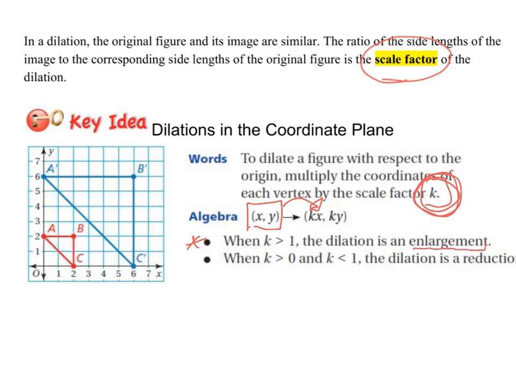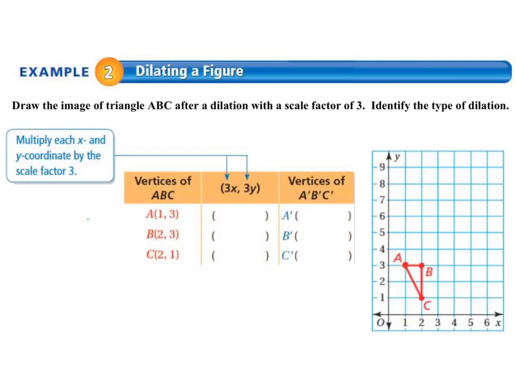Important to note, when K is bigger than 1, you are going to get an image that is bigger. It's called an enlargement. That's the same word that you'd use in Photoshop. If K is bigger than 0 but less than 1, it's going to get smaller. It's called a reduction. Okay, so example 2, let's actually do a dilation.